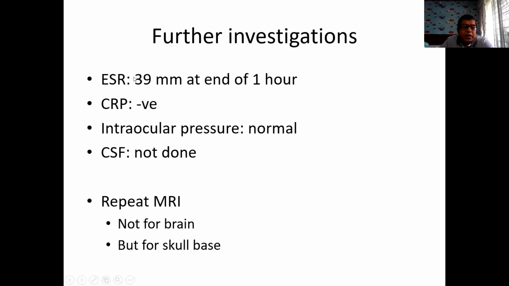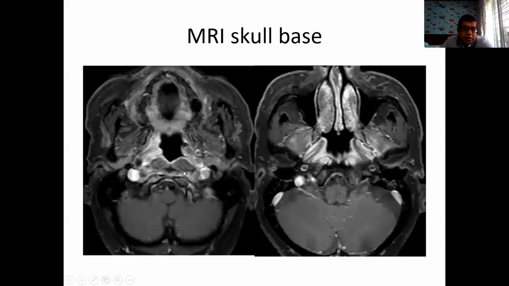What was done was we did his MRI, which was repeated. The MRI was not repeated for the brain, but we looked below the brain, at the skull base. And you see there are large shaggy inflammatory areas at the skull base of this patient. So this patient had a phenomenon of skull base osteomyelitis.